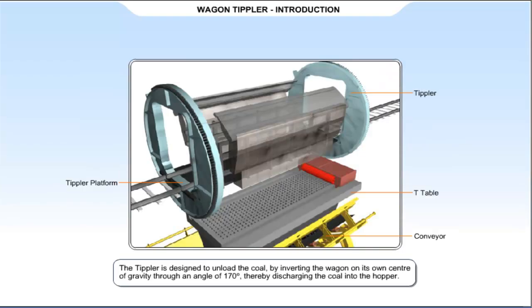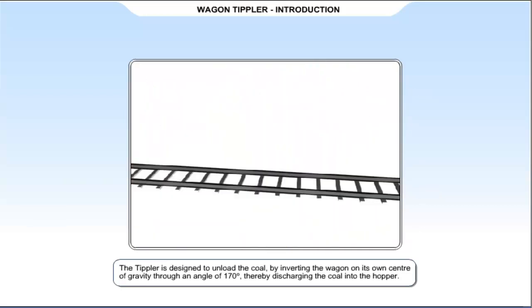Now let us see the unloading of coal using wagon tippler. The tippler is designed to unload the coal by inverting the wagon on its own center of gravity through an angle of 170 degrees, thereby discharging the coal into the hopper. The tippler is designed to handle wagons having a gross load up to 110 tons.